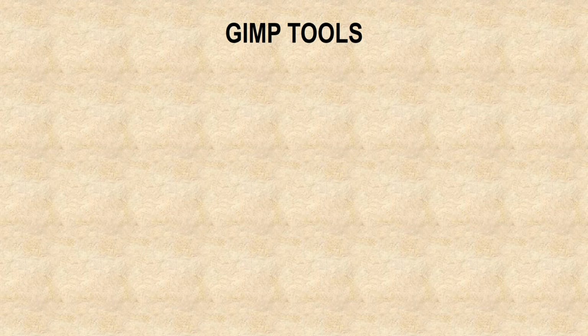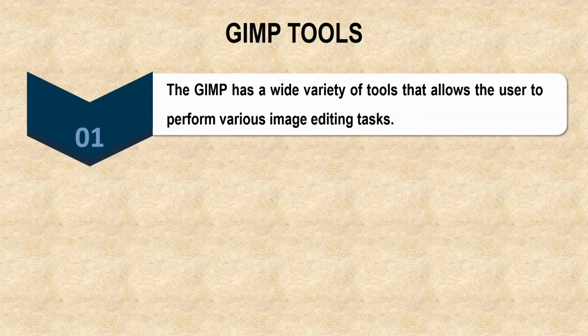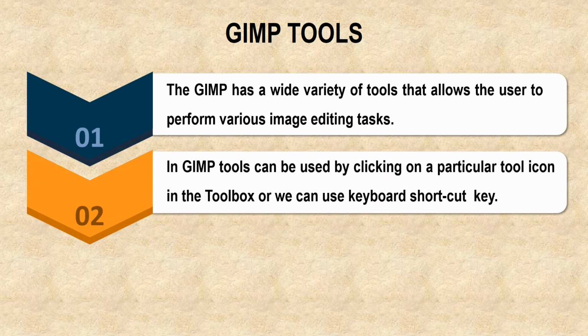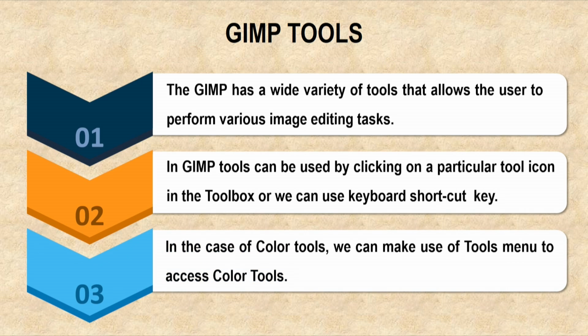GIMP comes with a wide variety of tools that allow the user to perform various image editing tasks, and in GIMP tools we can click on a particular tool icon from the toolbox or we can make use of keyboard shortcut keys. But only in the case of color tools we make use of the tools menu to access the color tools. Paint tools start with the basic tools like pencil, brush and eraser tool.